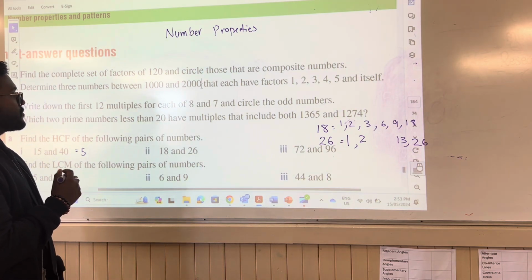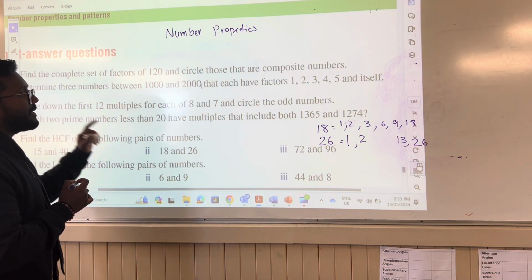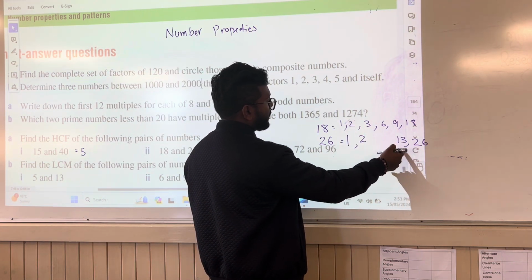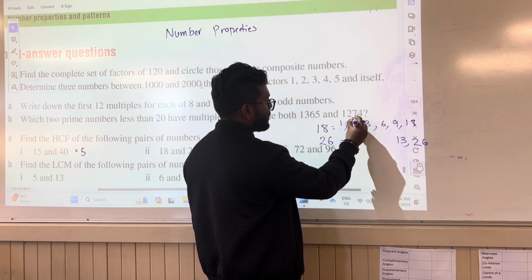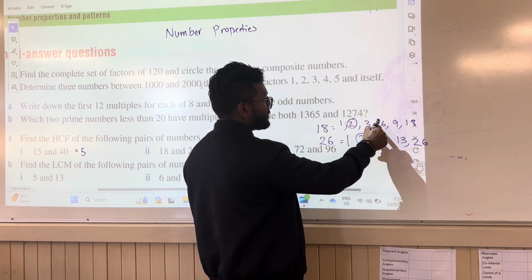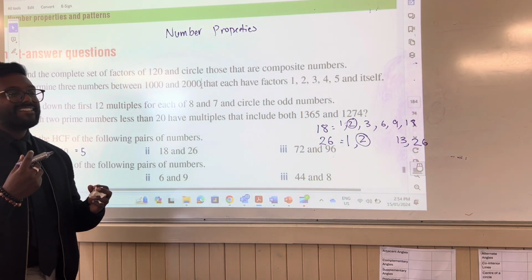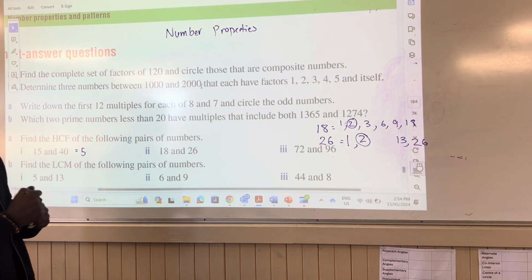Is there any other numbers that can go into 26? No. So, which one is the highest common factor? So the lowest is 1. Is there another number that can go into it? What about 2? Yes, 2. Is there a 13 here? No. Is there a 26? No. So the highest common factor is going to be 2.